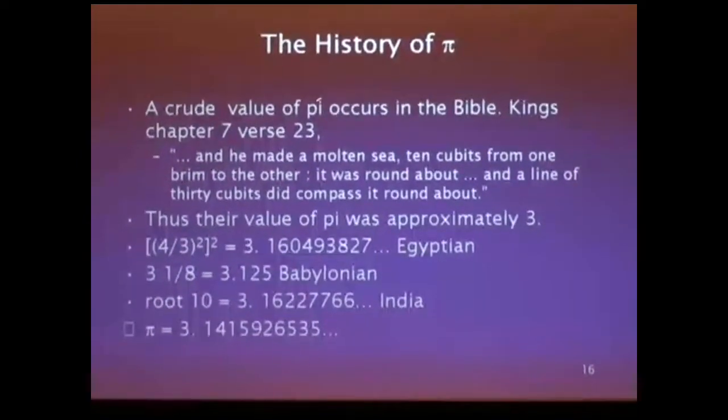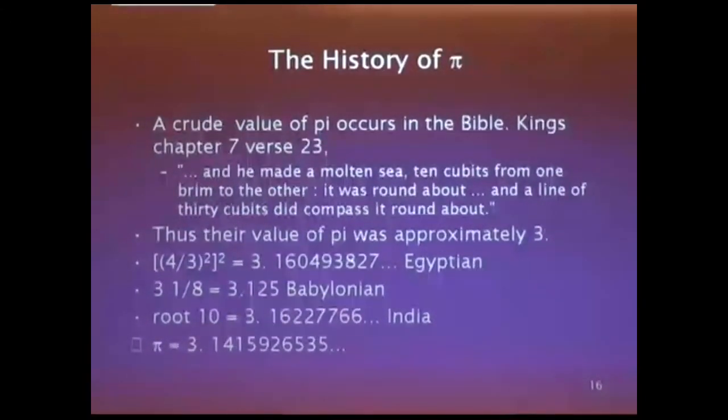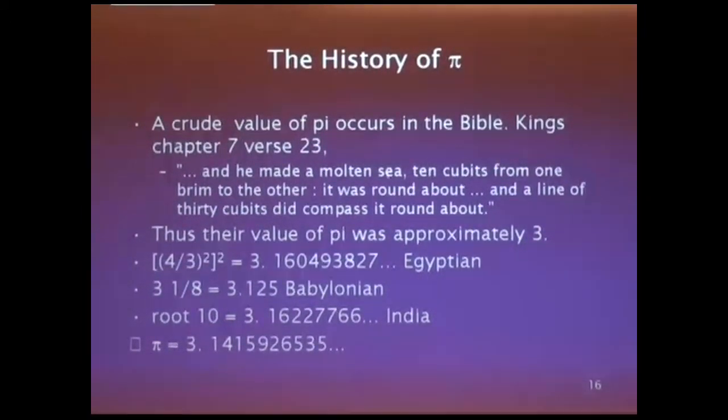In fact, in the Bible, in Kings chapter 7, verse 3, it says, "And then he made a molten sea 10 cubits from one brim to the other, diameter. It was round about, and a line of 30 cubits did compass it round about." Okay, so 30 cubits, 10. 30 divided by 10 is pi. Pi is 3 in the Bible. Okay? So their value of pi was approximately 3.